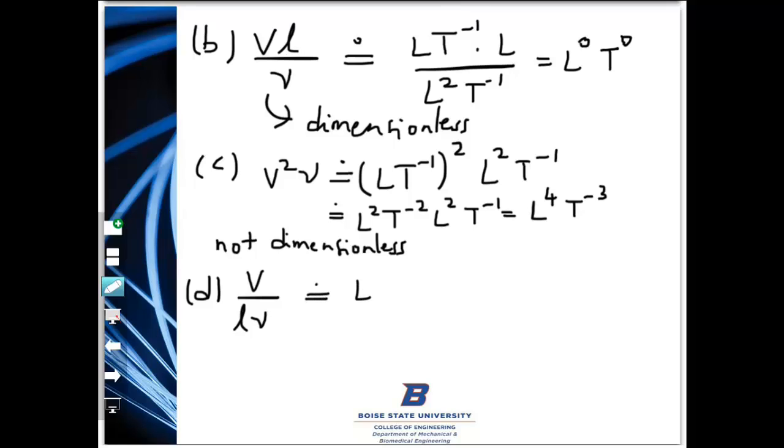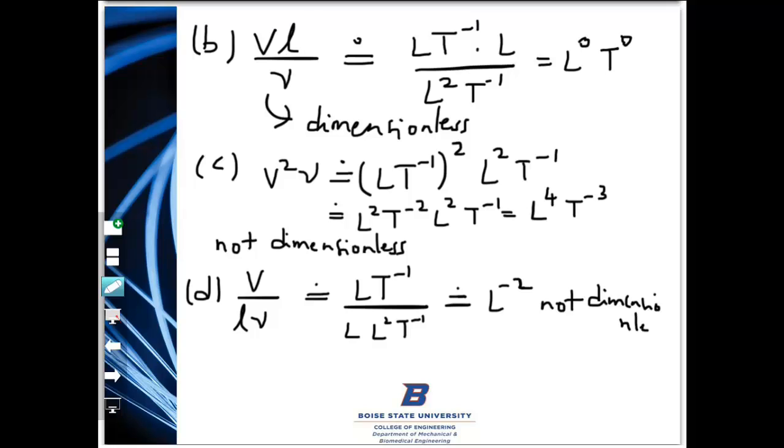Similarly, for part D, the combination is V over L nu. So you can see that L t to the negative 1 over L times L squared t to the negative 1. So this turns out to be L to the negative 2. Again, since it has some units of length here, it's not dimensionless. Okay, so only part B, which is the combination V L over nu, which we said would be the Reynolds number, is dimensionless.